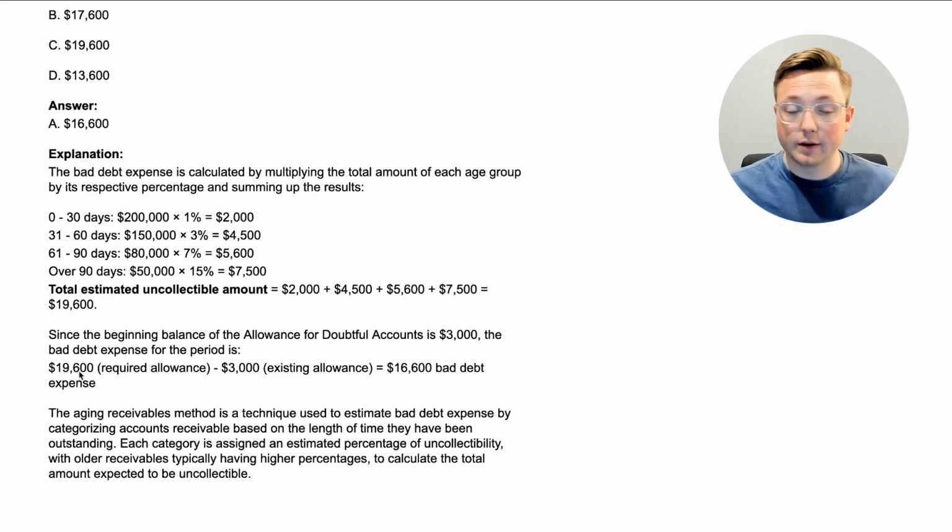So the way we figured that out, again, that's taking the required allowance that we figured out from up here, subtracting the already existing allowance, and that gives us the bad debt expense that's needed to get up to the correct allowance for doubtful accounts that we calculated up here.